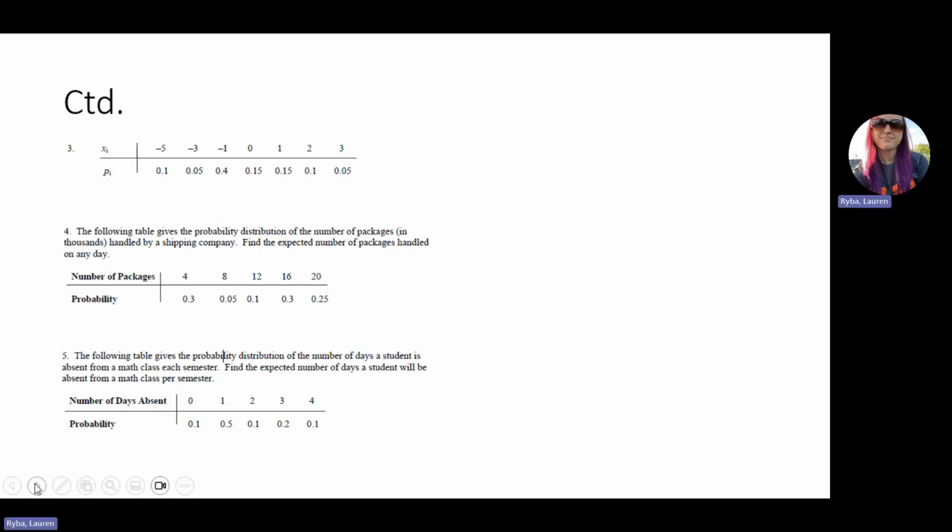So let's say we are given the next table. The values are -5, -3, -1, 0, 1, 2, and 3. So those are the different outcomes for whatever event I am performing. And then below that are all the probabilities.